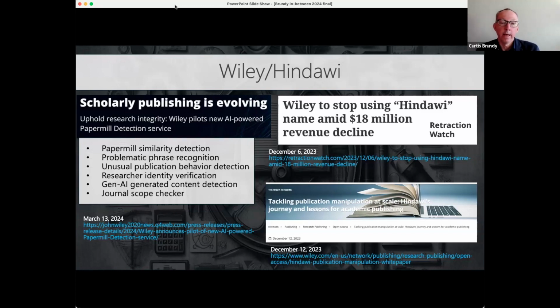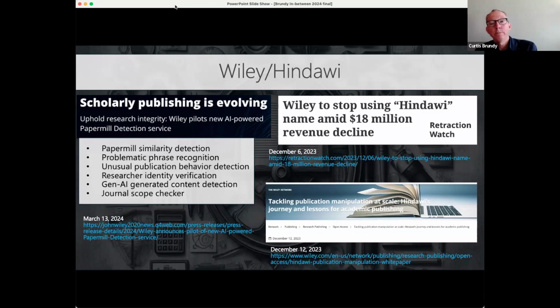And then to the left here, this was announced at the London Book Fair. Wiley, and I would put this in the category of making some lemonade out of all of their Hindawi lemons. Part of the work that they have done in trying to clean up their own mess is they built out an AI detection tool, and it looks like they're going to roll it into a product that I'm pretty sure they charge folks for. But it's okay.